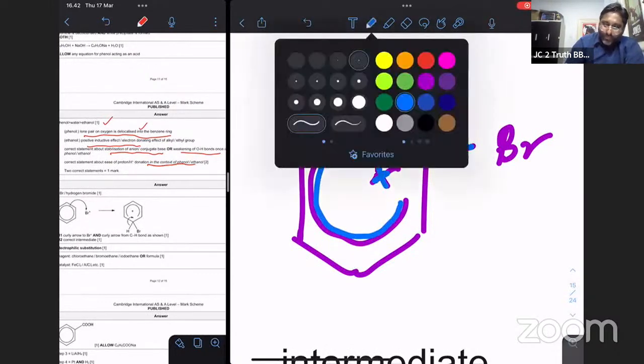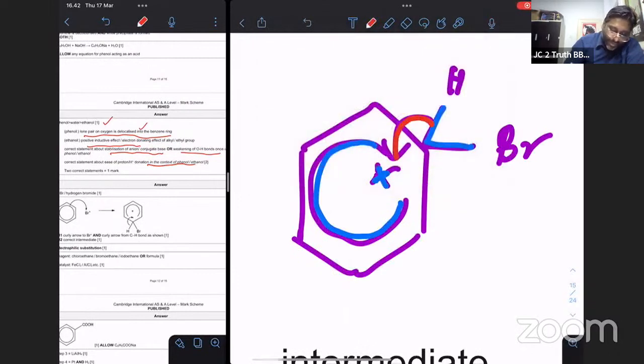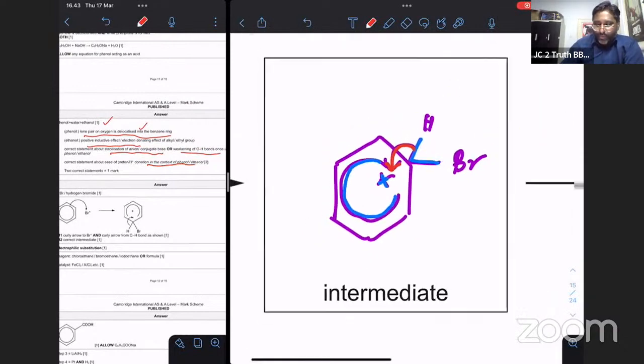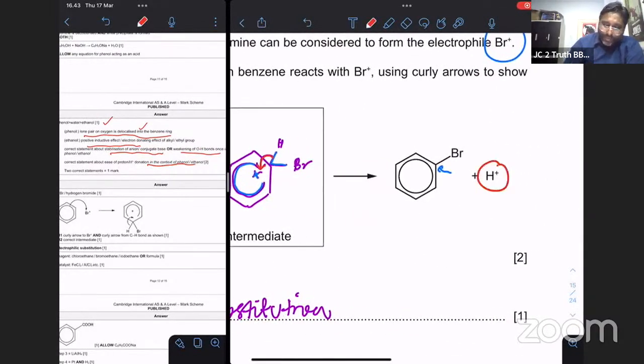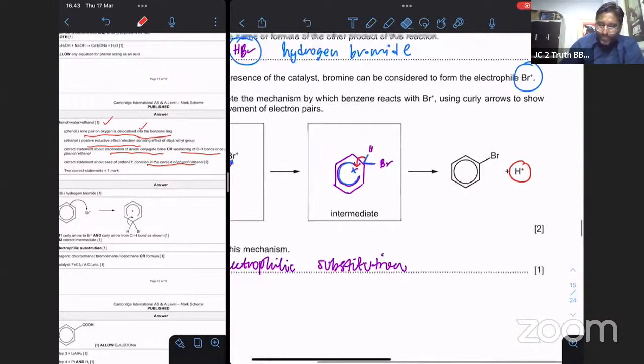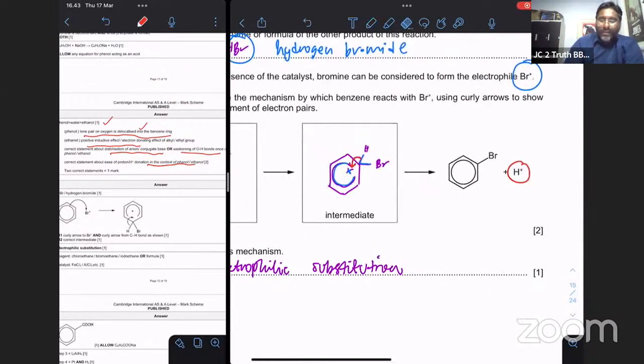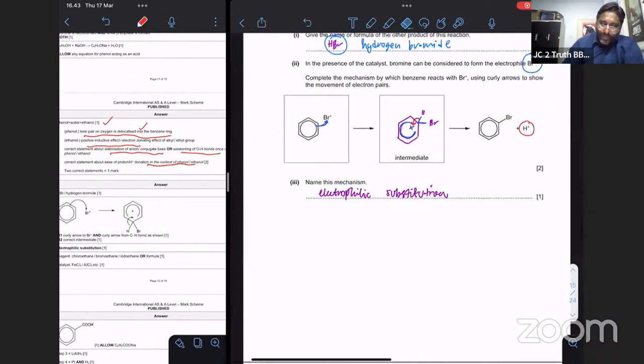So the electron will come from here. Curly arrow must be shown. The two electrons will go in, and they are going to break the bond to the hydrogen. H plus will come out. And then you are going to get this Br over there. And then the ring will become complete again. Yeah. Now, name this mechanism.